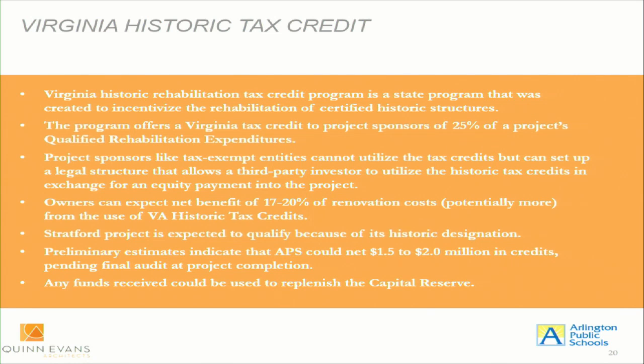It is a long process that we have to go through. We see that there's the possibility of getting reimbursed for between $1.5 and $2 million in costs on this project, but that would not occur until after the completion of the Stratford project, because once we go through all of the approvals, then they also have to do a final audit of all the expenditures and determine whether or not they're allowable and then reimburse us for that.